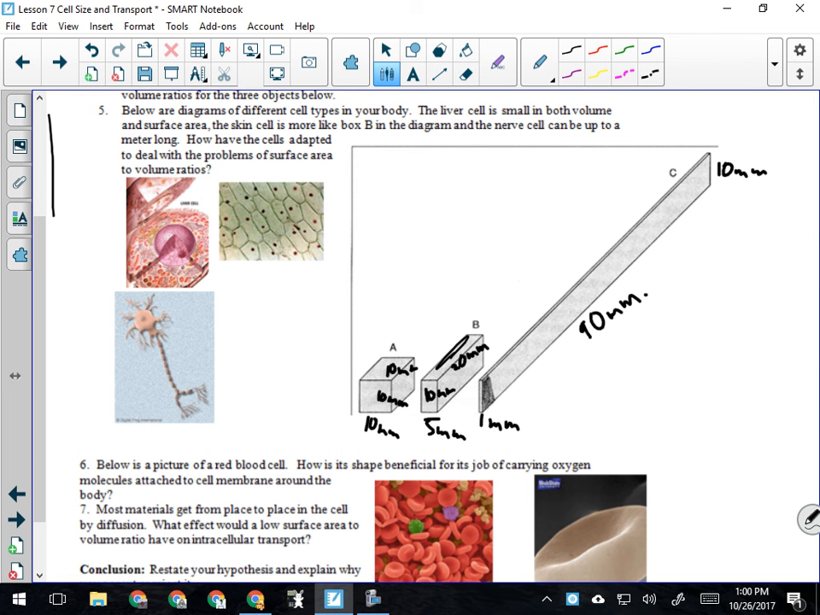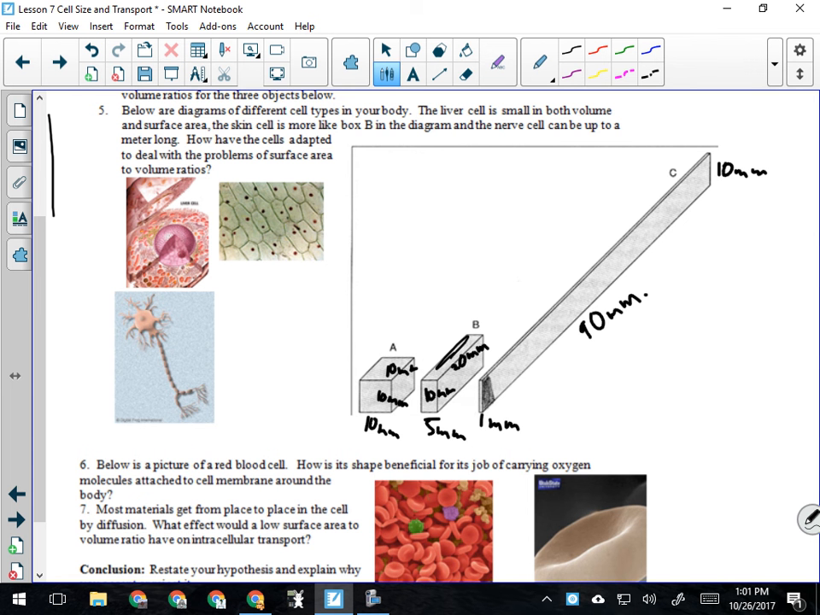All right, so what I want to see for question number 4 is your calculations and then your surface area to volume ratio for each shape. So just show me the multiplications and additions that you do, and then show me the surface area to volume ratio for each one. You take the surface area and divide it by the volume for each one of those shapes.